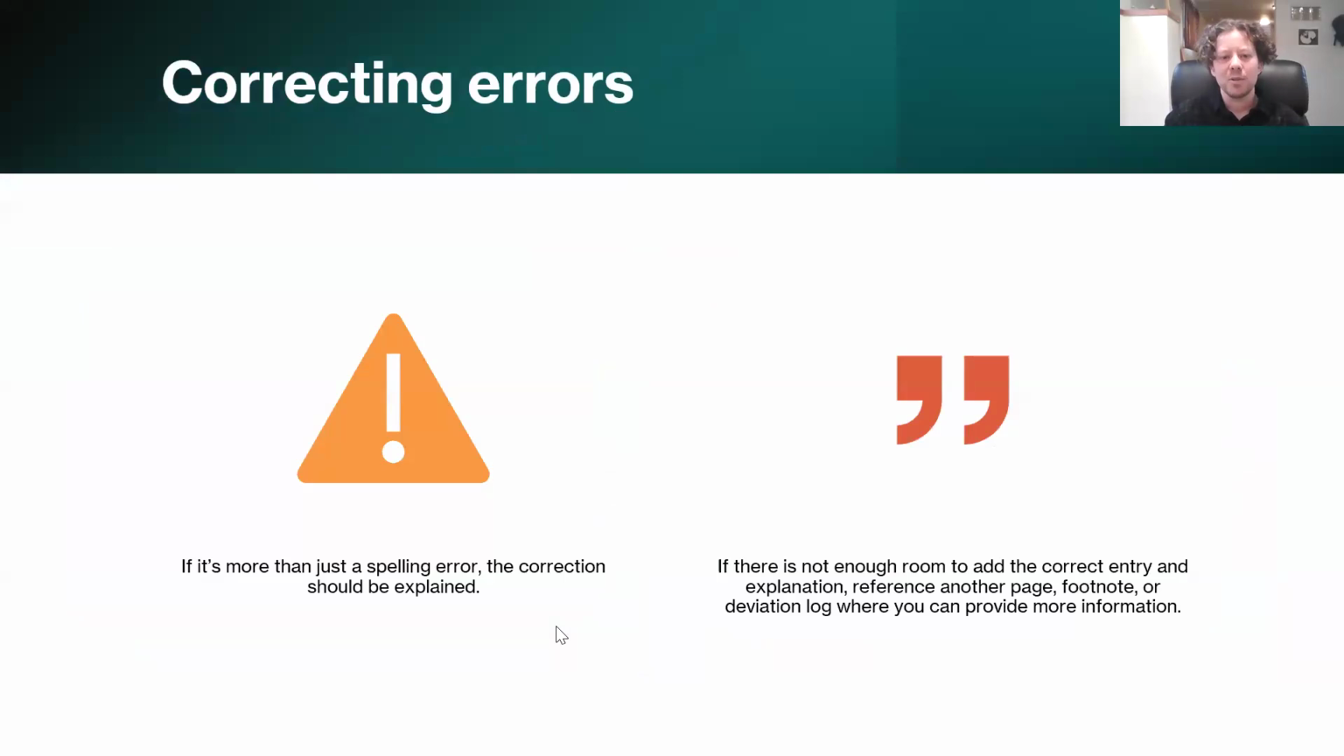So if it's more than just a spelling error, then you should explain the correction. If there's not enough room to add the correct entry on the form itself, you can always reference another page or footnote or deviation log, depending on the nature of the mistake. And that's where you can provide more information about why that error was corrected.